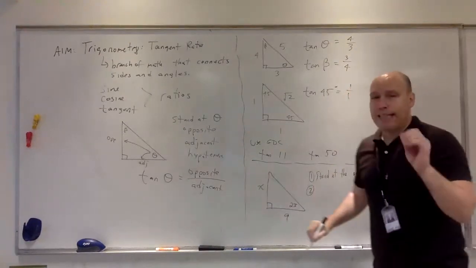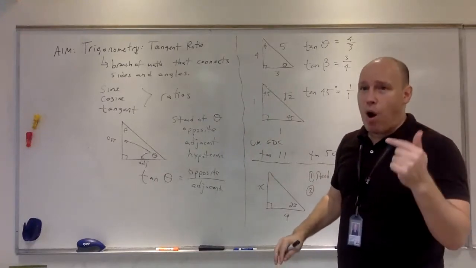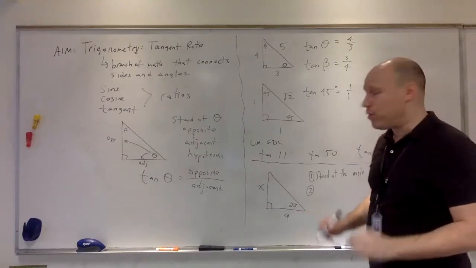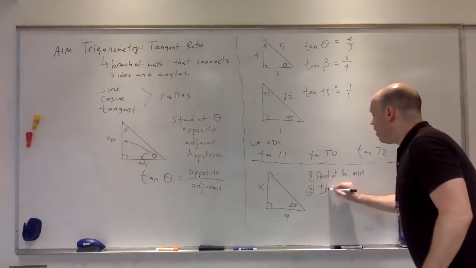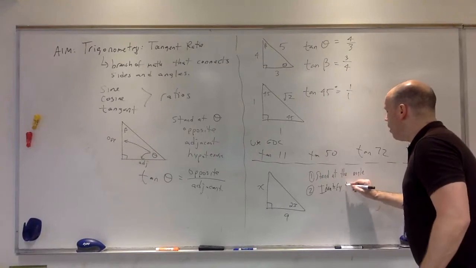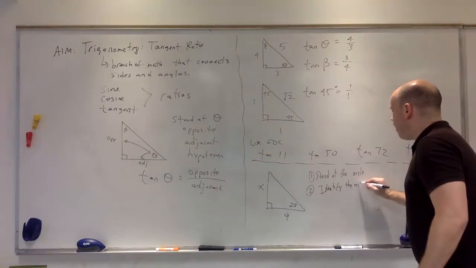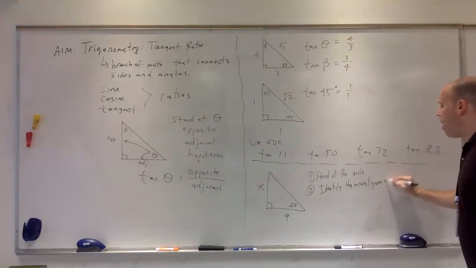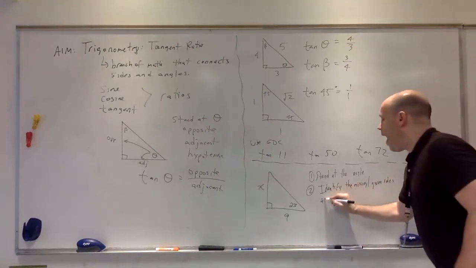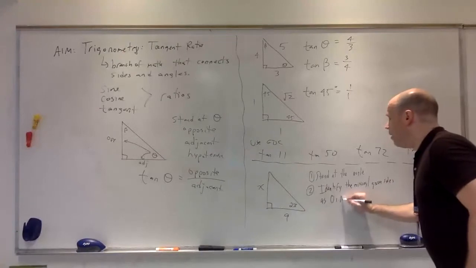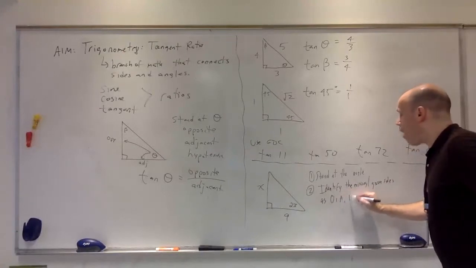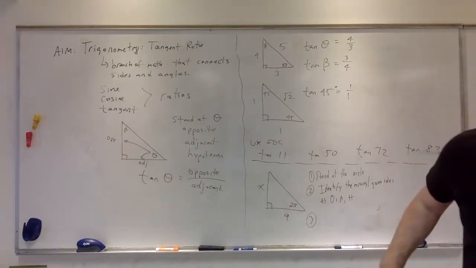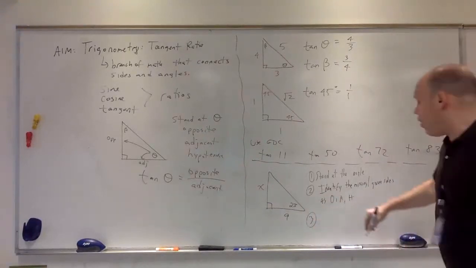Step 2, identify the missing and given sides as opposite, adjacent, or hypotenuse. Step 3, create a ratio and solve.